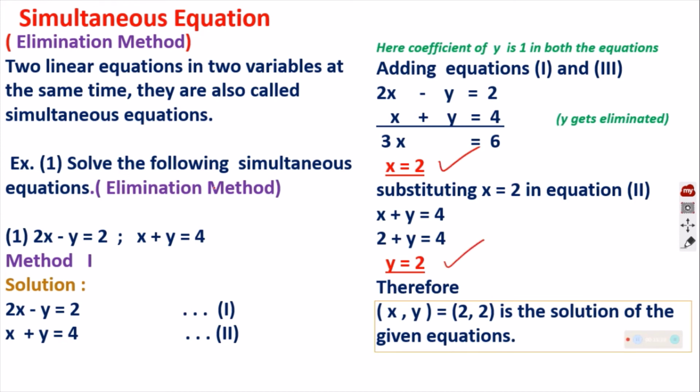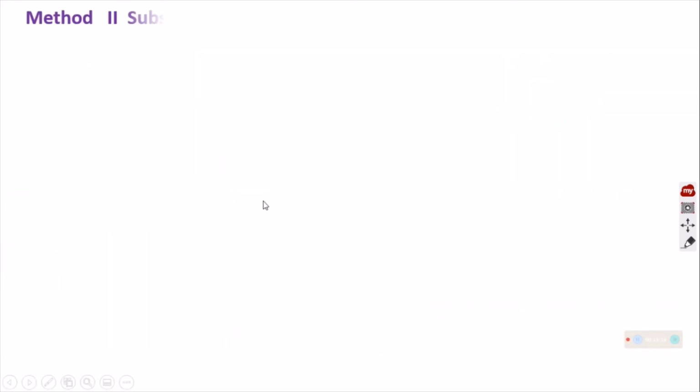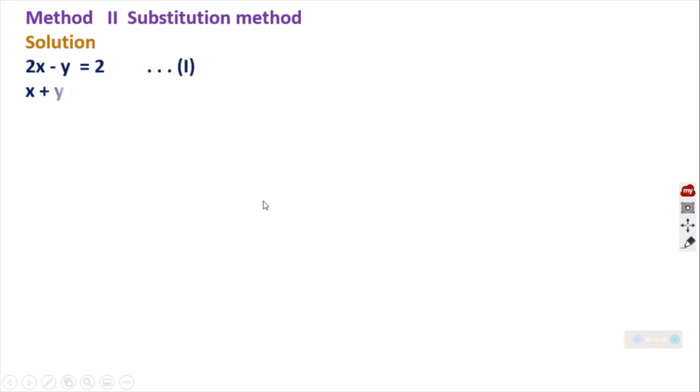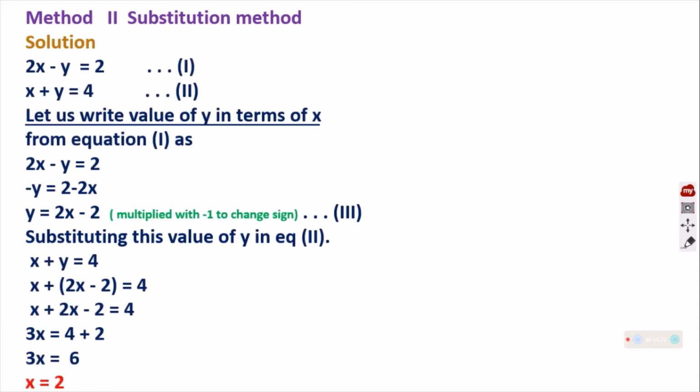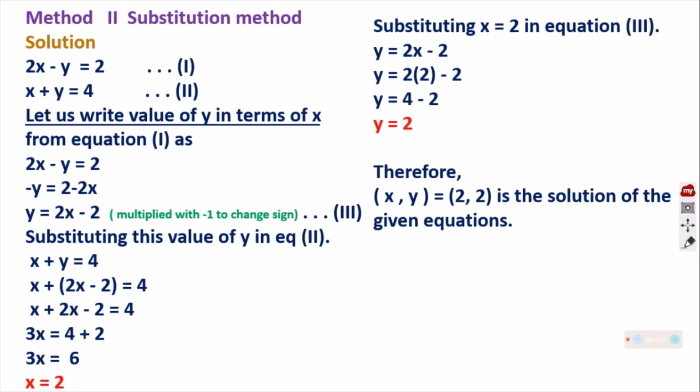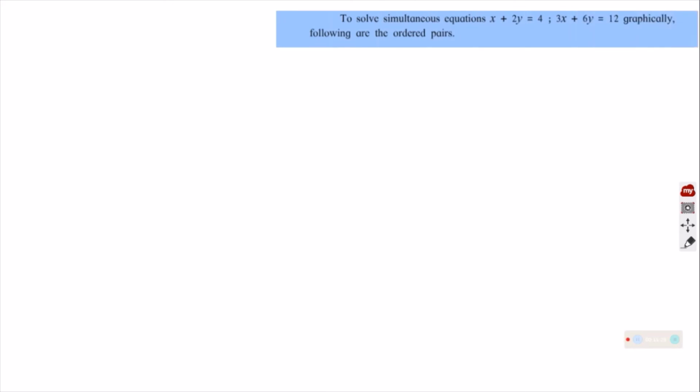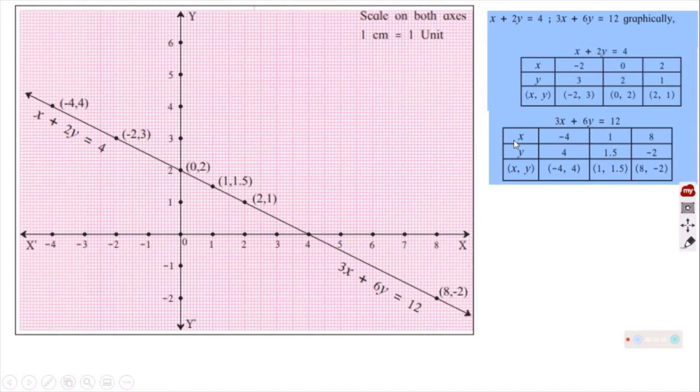We got it in which method? In the elimination method. Which sum is it? 2x minus y, x plus y. Then again we did that in another, the substitution method. Then also we got y is equal to 2, x is equal to 2. That means after doing the elimination method, substitution method and graphical method, we got the same answer. Understood? This is from your textbook.